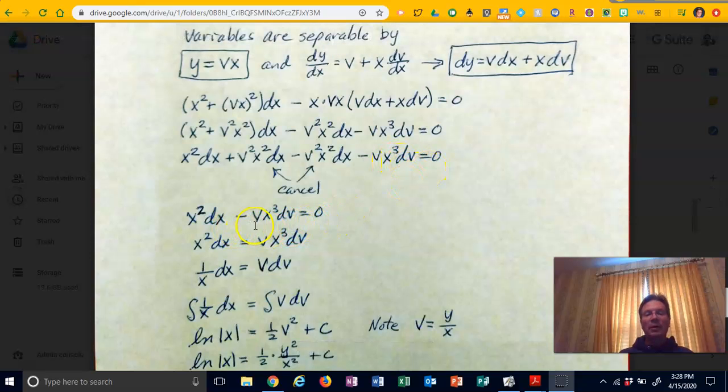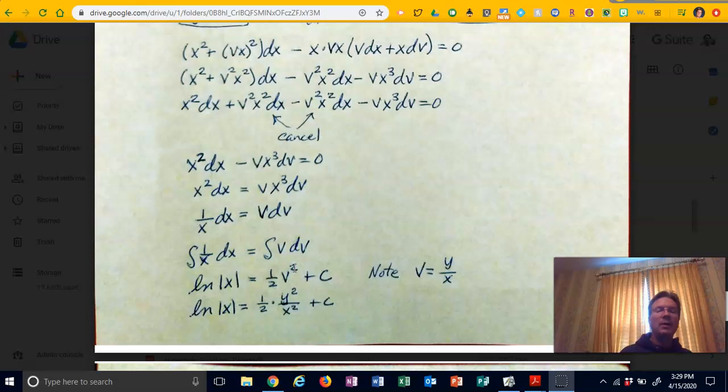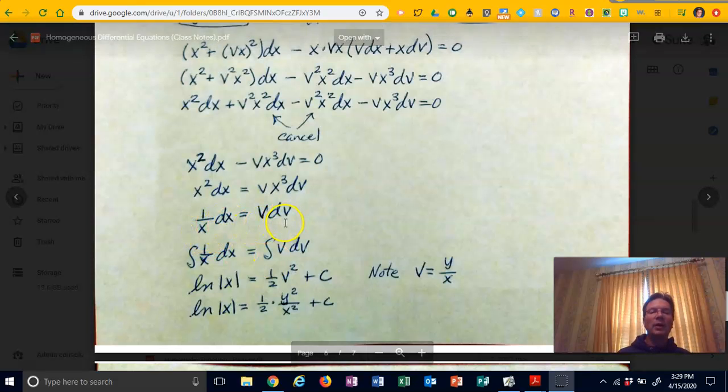All right, so I'm going to move the dv term to the other side because I'm going to try to separate x's and dx's from v's and dv's. So I just added this to both sides. Now on the right side I have v and dv. I just want to get rid of this x cubed, so I'm going to divide both sides by x cubed. Well, I already have an x squared on the left side, so x squared divided by x cubed leaves me with 1 over x. So I have 1 over x dx equals v dv. It is separated out now in terms of x's and dx and v's and dv's.